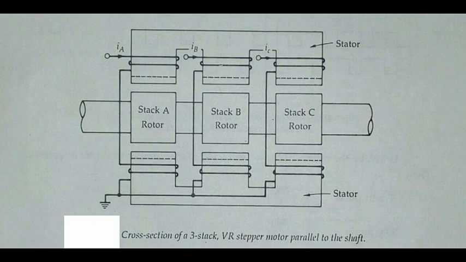Multi-stack variable reluctance stepper motor. A multi-stack or M-stack variable reluctance stepper motor can be considered to be made up of M identical single-stack variable reluctance motors with their rotors mounted on a single shaft. The stators and rotors have the same number of poles or teeth and therefore the same pole or tooth pitch.